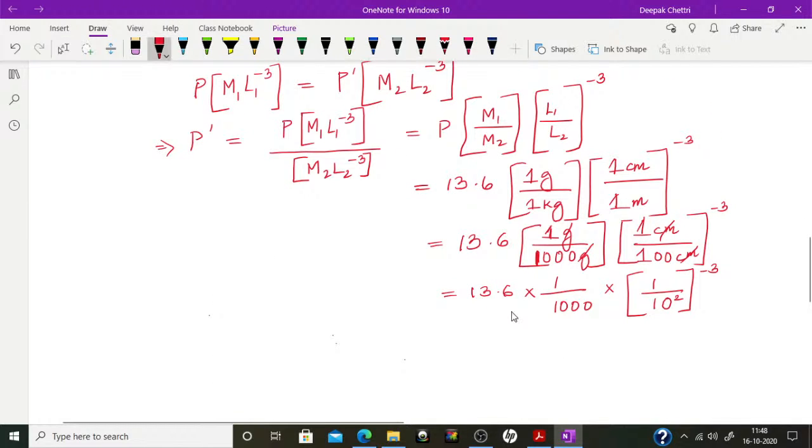Okay, so this will become 13.6. What is the meaning of 1000? 1000 means 10 to the power 3. Now look here, what will this give me? 10 square and minus 3. This will become 10 to the power minus 6. I hope you understand this, right.